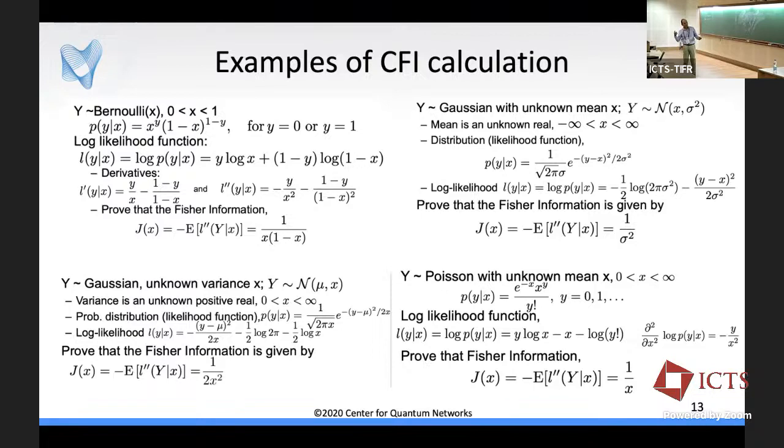And I get a random sample Y, I want to estimate the mean of the distribution X. And in this case, J of X is given by 1 over X. So my P of Y given X is a Poisson distribution. It's e to the minus X, X to the Y over y factorial, and J of X for this is given by 1 over X. So we'll be needing this in some examples.